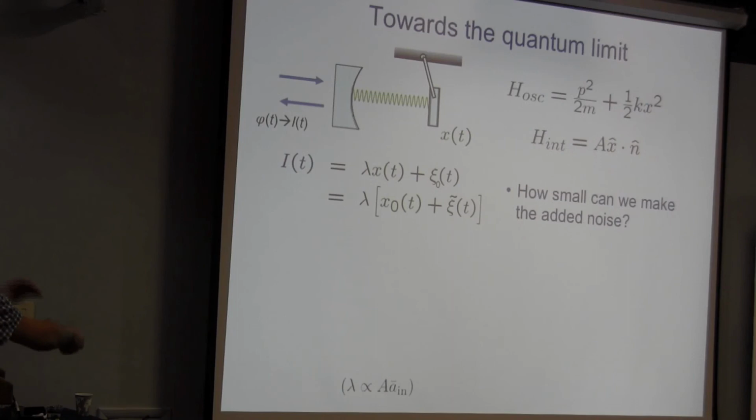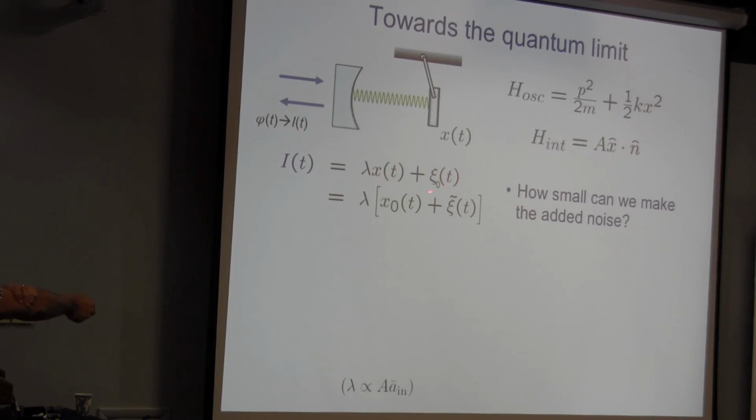Okay, so again, here's our setup. The information on the mechanical position is going into the phase of this reflected beam, which we're then turning into a photocurrent. So that photocurrent, again, here's the nice part we like. They're telling me about the mechanical position.